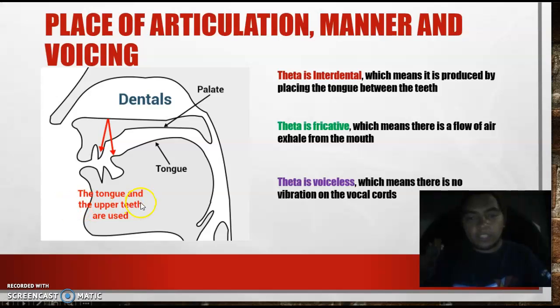Then we're going to say that it's fricative. Why fricative? Because in order to produce the sound, we're going to exhale the air through our mouth. And finally, we will say that it's voiceless. Why voiceless? Because there is no vibration on the vocal cords when you produce the sound.